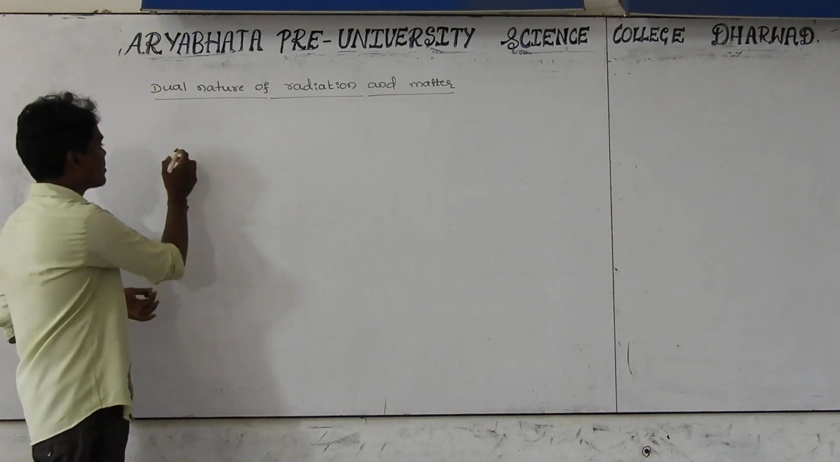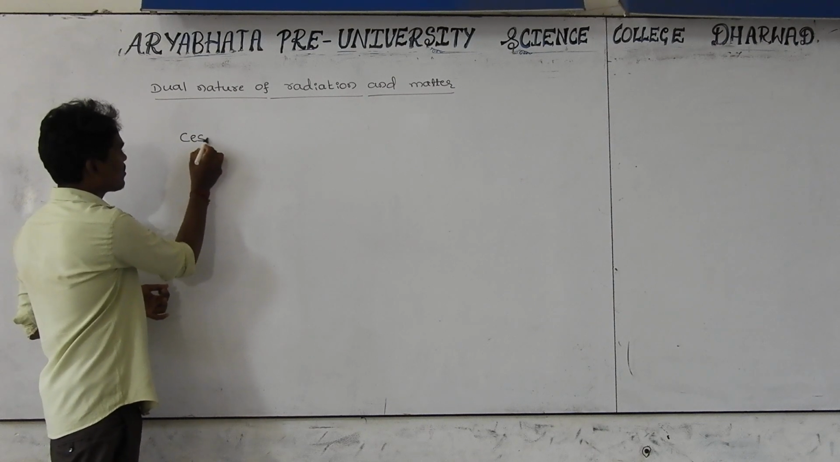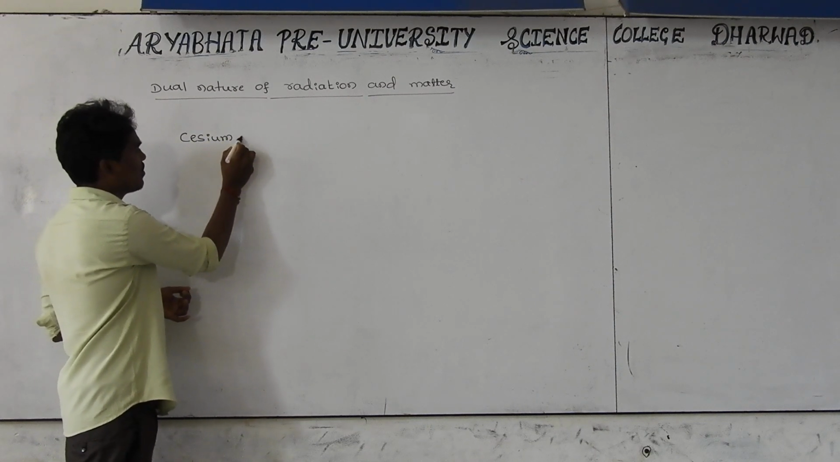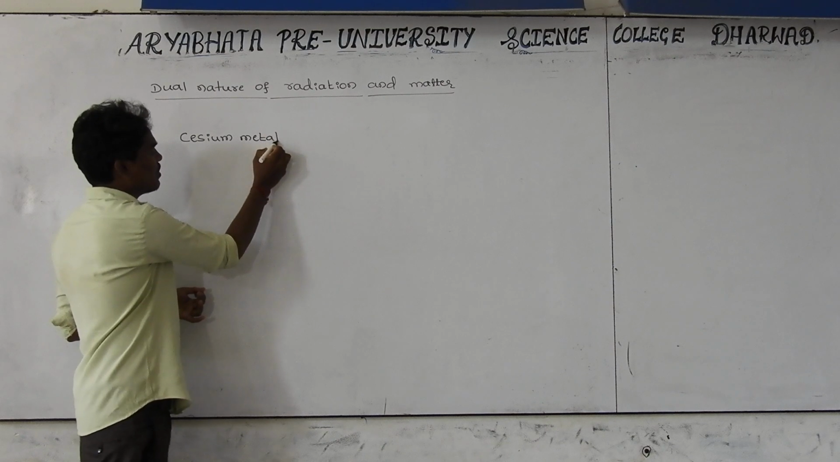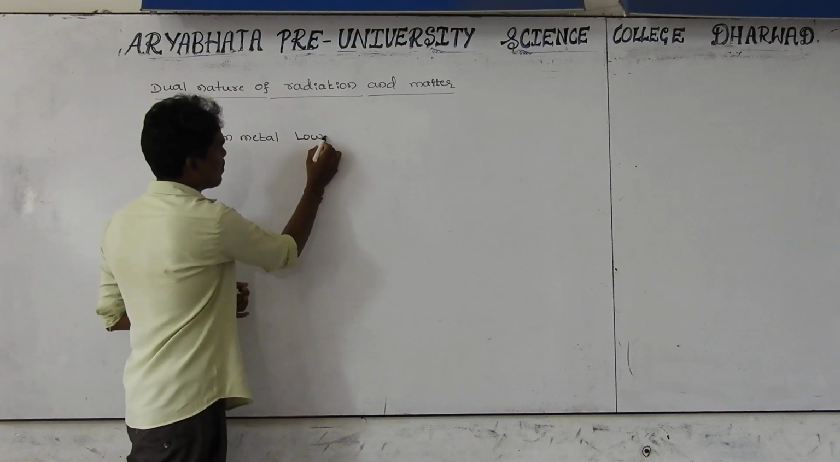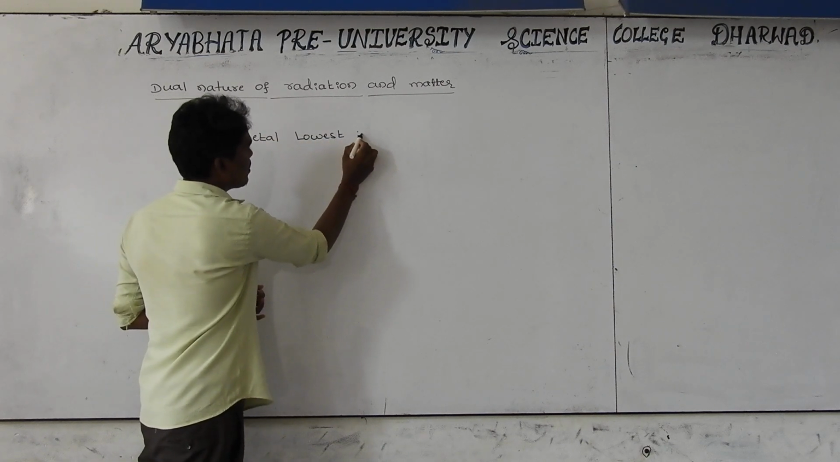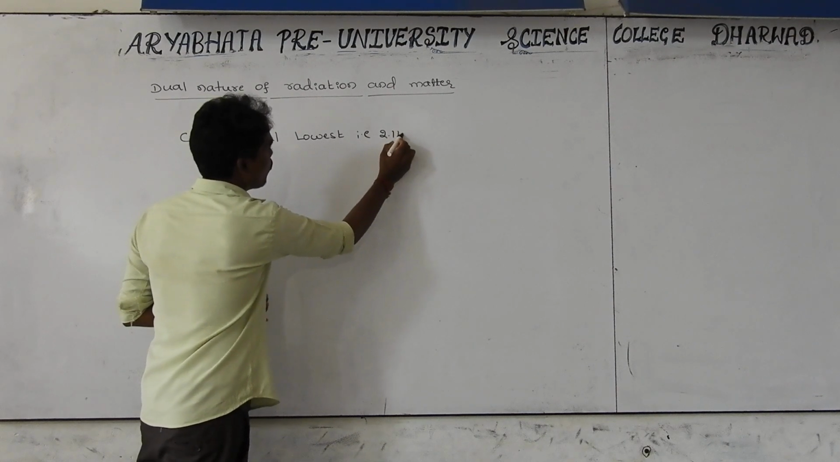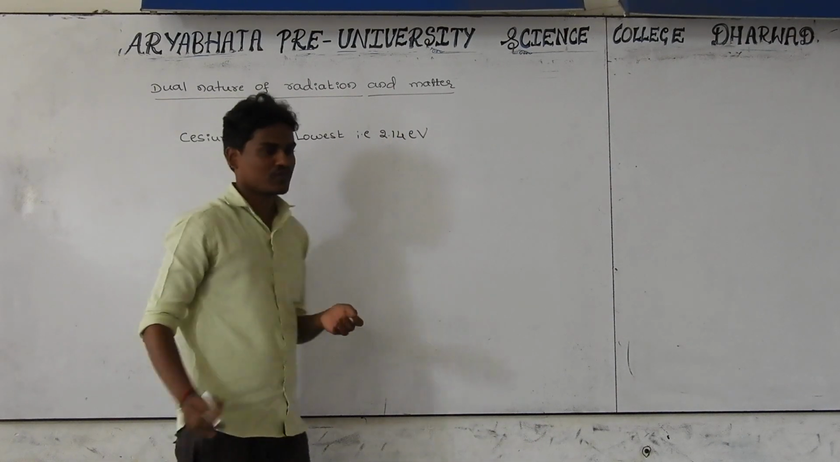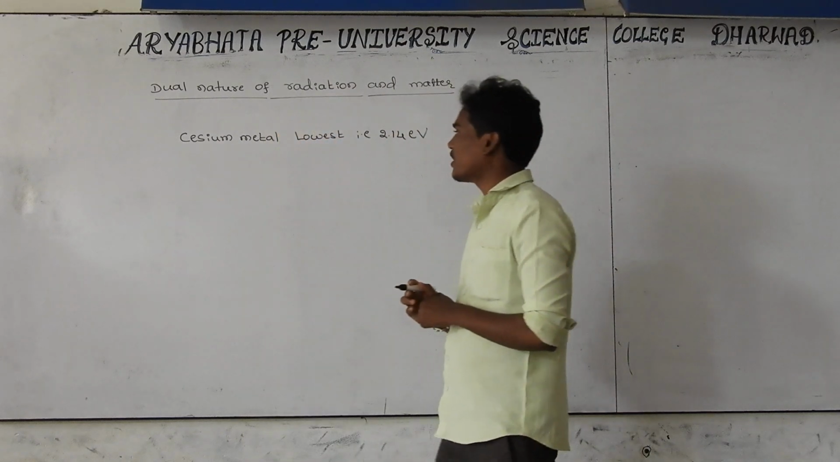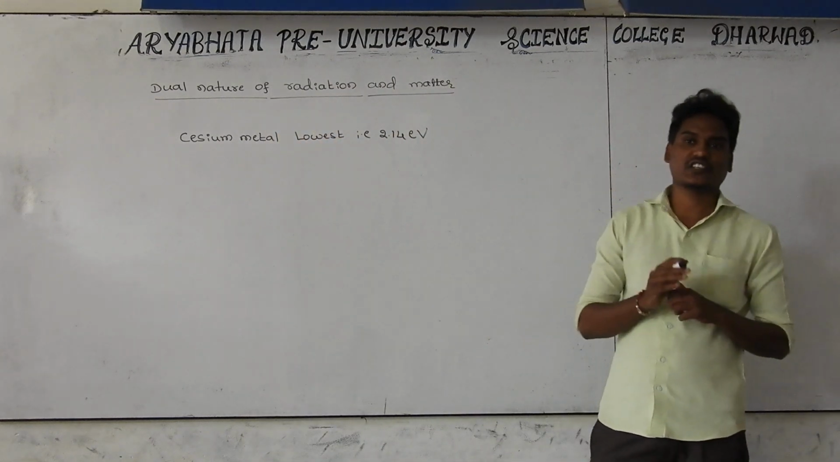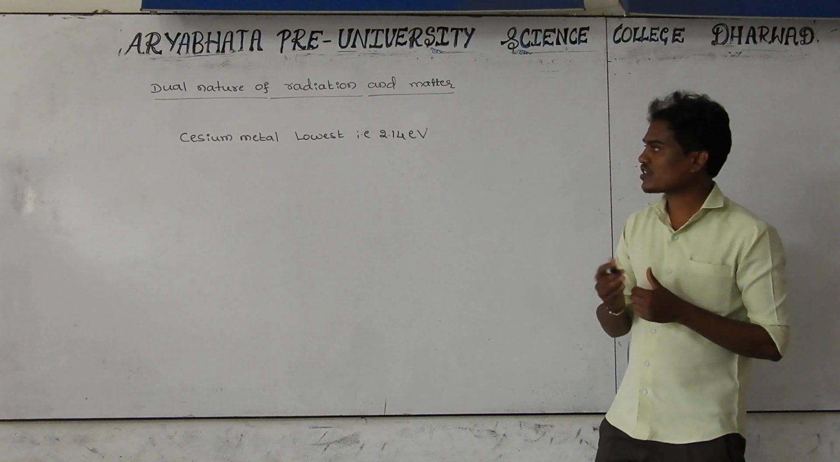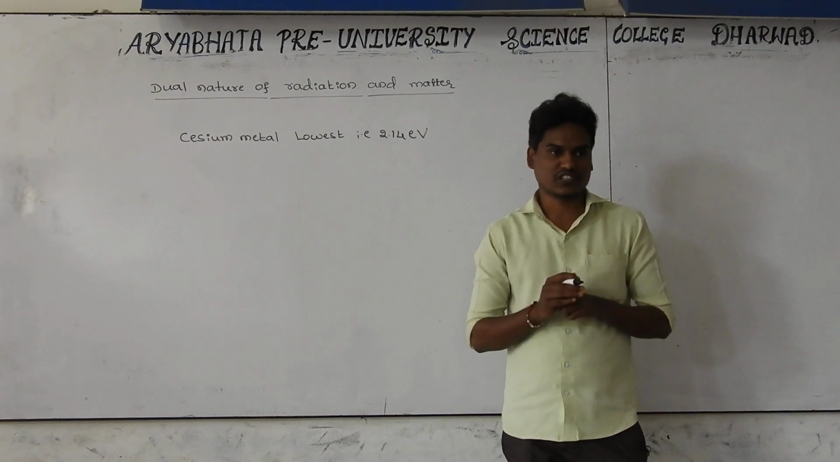The work function for cesium metal is lowest. That is 2.14 electron volt. And in order to emit the electron from the surface of the cesium metal, we need to supply a low amount of energy.